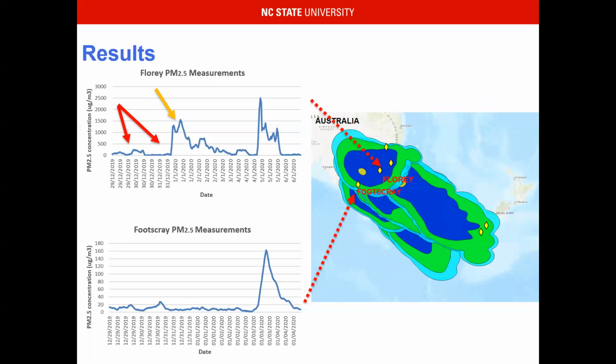The cause of such a high concentration is the location of the monitoring site. That monitoring site is near the center of the wildfire. On the other hand, the other monitoring site is located farther from the wildfires. So the peak PM2.5 occurred on the 3rd of January at 160 micrograms per cubic meter.